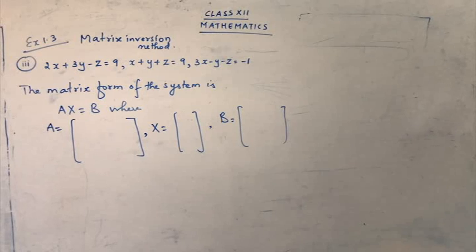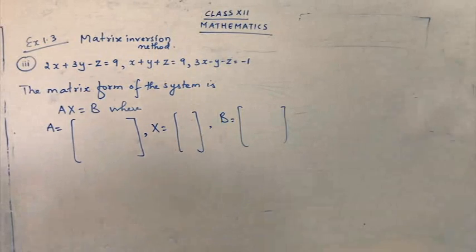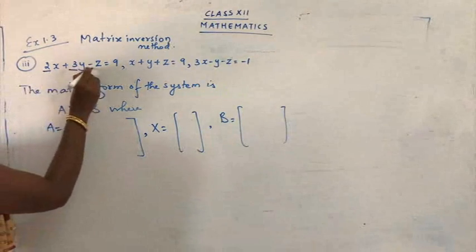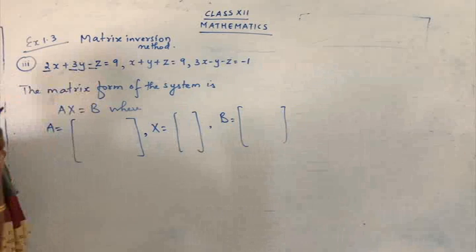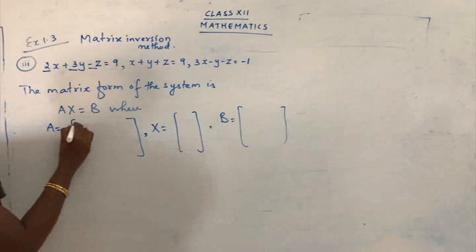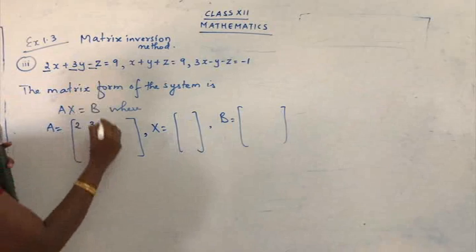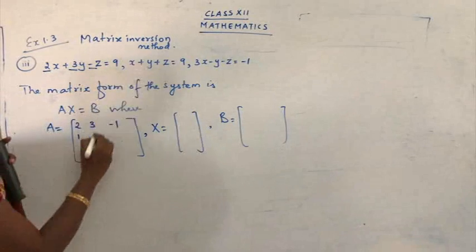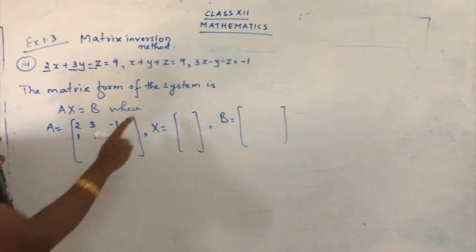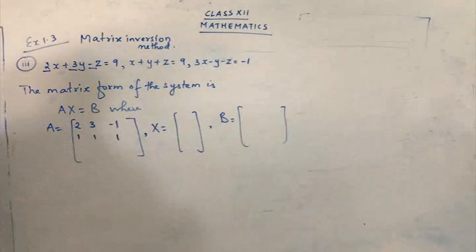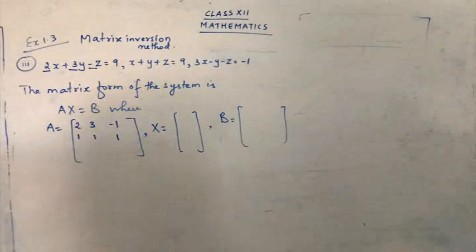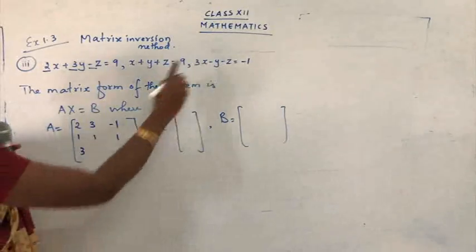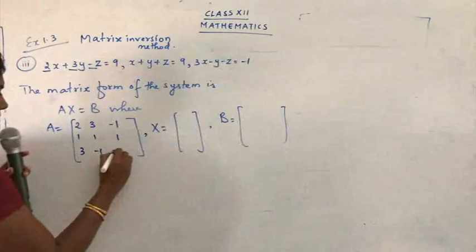Have you filled, children? Okay, let's check whether your answers are correct. So what is the matrix A? It's 2, 3 and minus 1. See, here there is no coefficient, so you have to take it as 1. Do not write it as 0. So 2, 3, minus 1, done. From the next equation, 1, 1, 1, done. The third equation, 3, minus 1, minus 1.